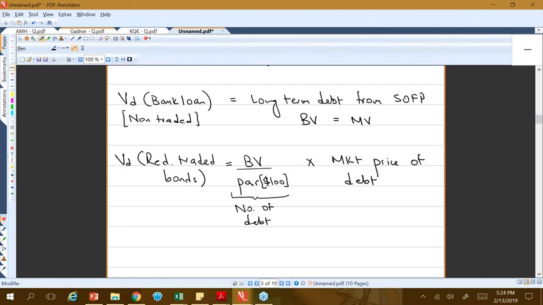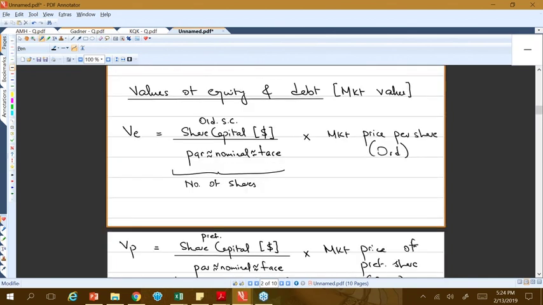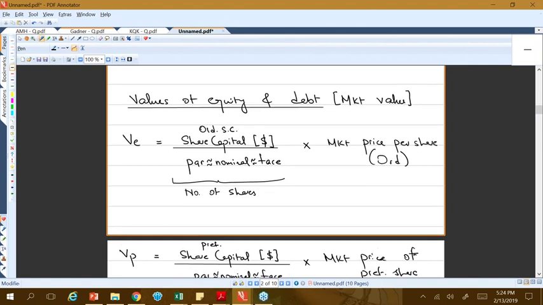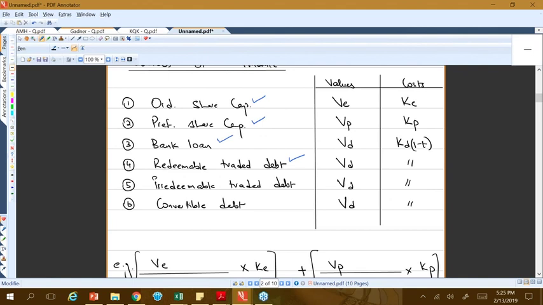So we will see all these calculations in some time, but I just wanted to give you these calculations first. So how to find the values of equity and debt, assuming that a business is using ordinary share capital, preferred share capital, bank loan, and redeemable traded debt.